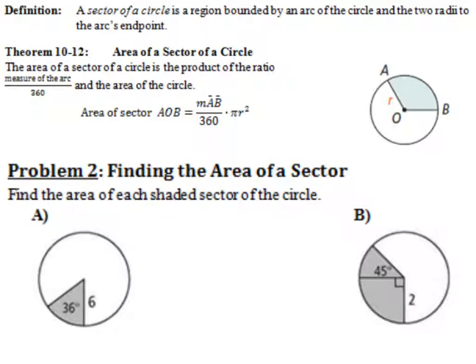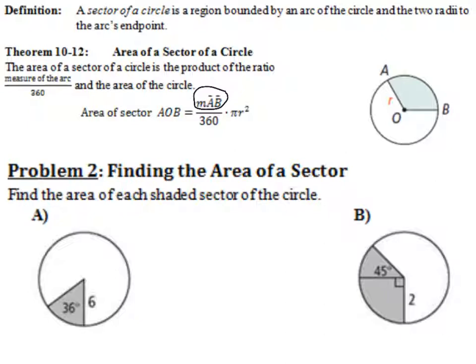We will be using the area of a circle formula to find the area of a sector of a circle. To find the area of a sector of a circle, we take the ratio of the measure of the arc over 360 times the area of the circle as a whole. So what we're going to do is find that measure of the whole angle, divide it by 360, and multiply it by the whole area of the circle.